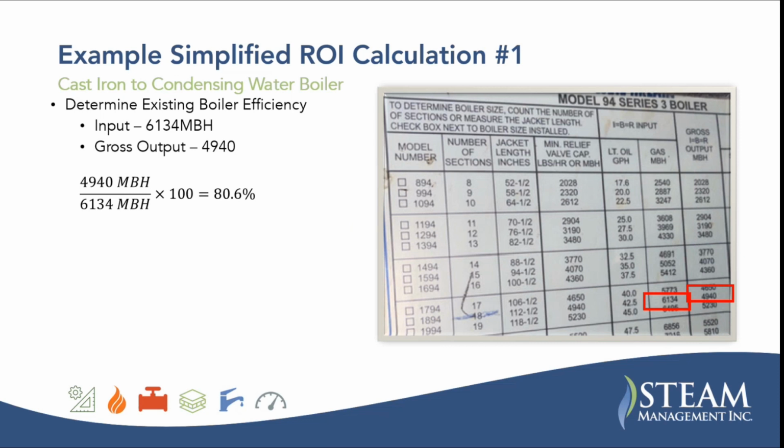This is a simple ROI calculation. We're talking about going from a cast iron boiler to a condensing water boiler. So first you're going to determine the existing boiler efficiency. I'm just using the nameplate data like we talked about. You have an input of 6134, an output of 4940, and that's giving you an 80.6% efficiency.